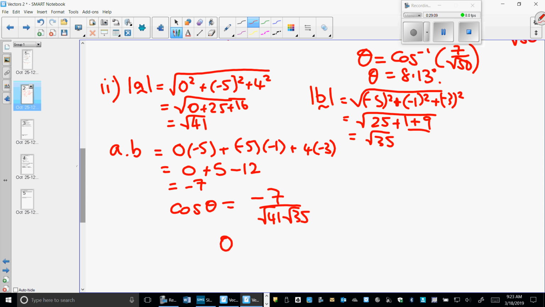And then we chuck that in our calculator, so cos^-1 of the answer. Alright, okay, so then that one's 63.3 degrees.